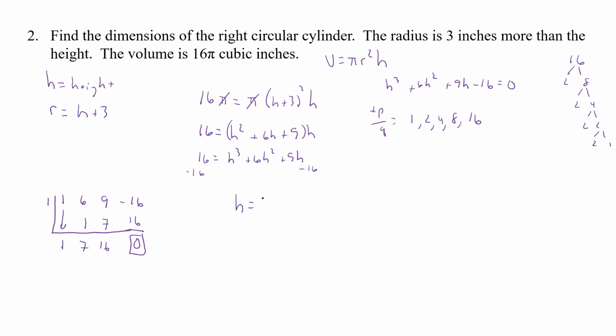So our height is equal to 1, and we're in inches again. Well, I guess we just need inch, not inches. And then our radius is going to be 1 plus 3, or 4 inches. So if we plug that in, 4 squared is 16 times h is 1, and that's 16 pi, and that's what our volume was, 16 pi. So that does appear to be the correct answer there.